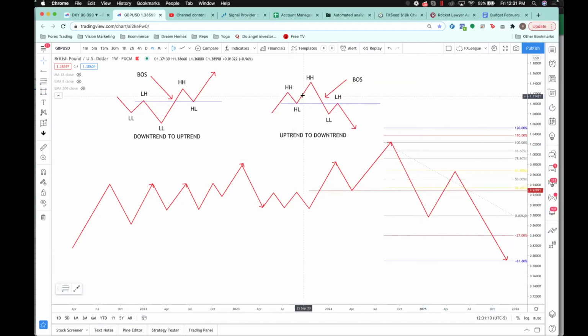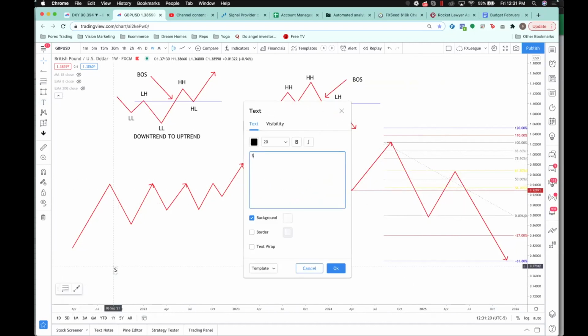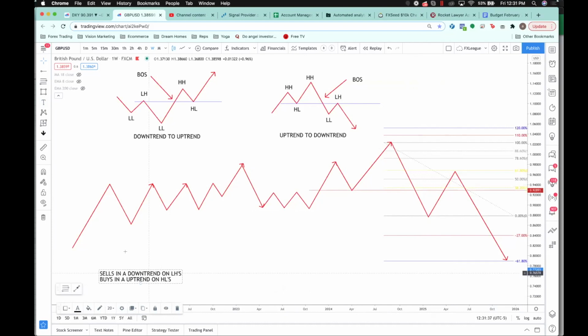We're in an uptrend, we just transitioned to a downtrend, and we're always trying to take sells in a downtrend at lower highs, buys in an uptrend on higher lows. I'm going to write that. Sells in a downtrend on lower highs, buys in an uptrend on higher lows. Only. No exceptions. No exceptions, guys.